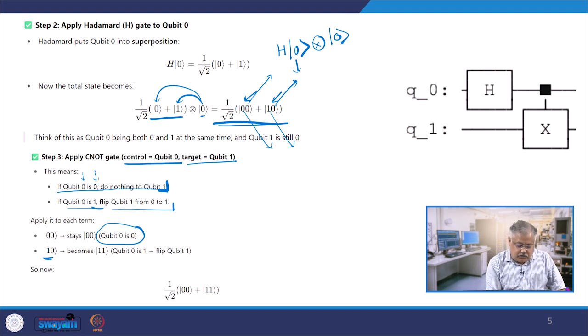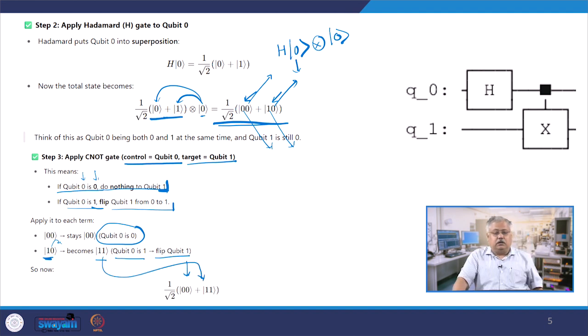When it is 1 0, that means when qubit 0 has value 1, then I change the state of qubit 1 to 1, giving 1 1. Therefore, qubit 0 is 1, so flip qubit 1, and you are left with the 0 0 state. It is a superposition of the 0 0 state and the 1 1 state. When you apply the CNOT gate to this circuit, it is 0 0 and 1 1. So, you get the 0 0 state and 1 1.